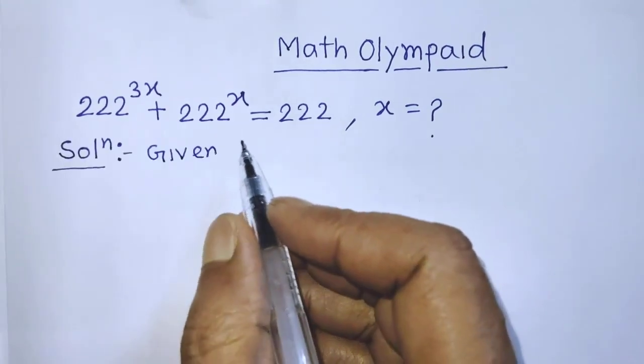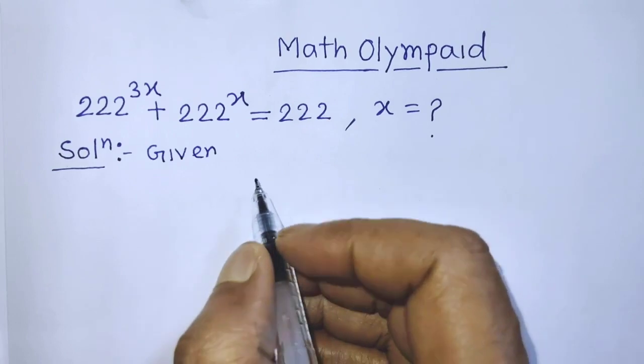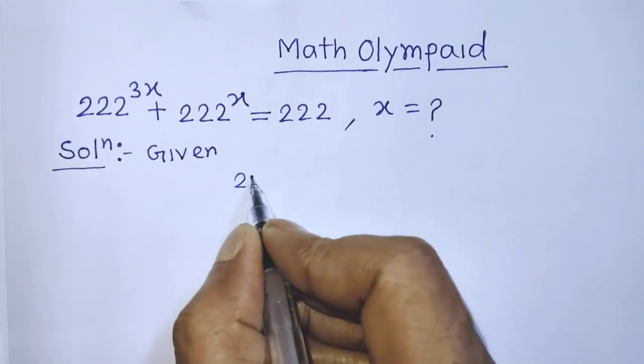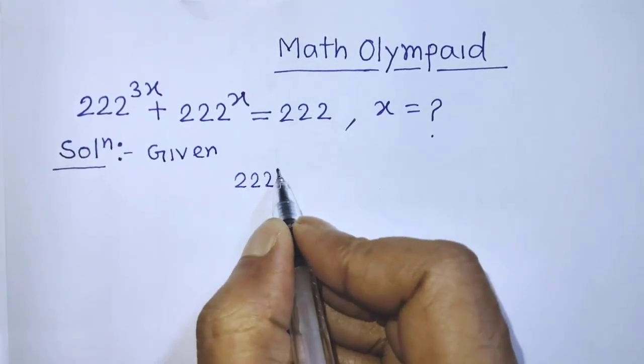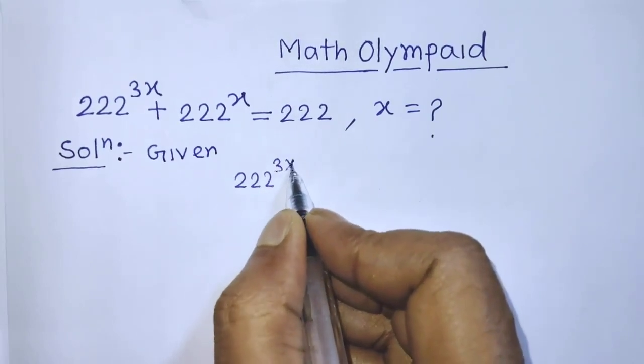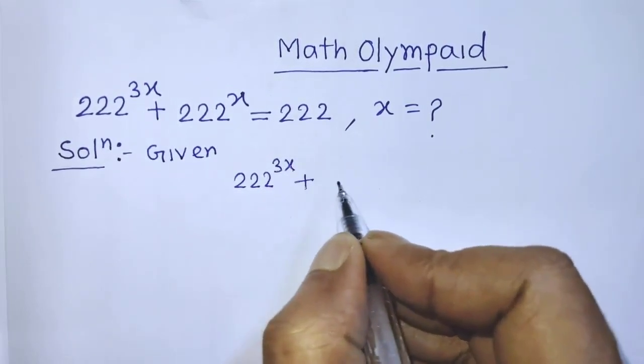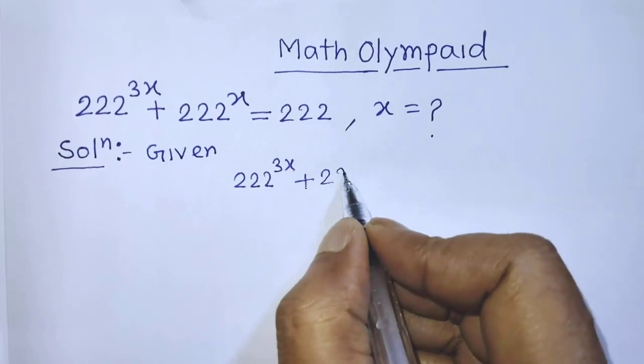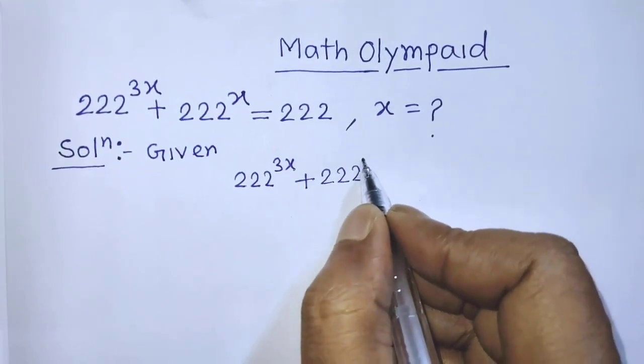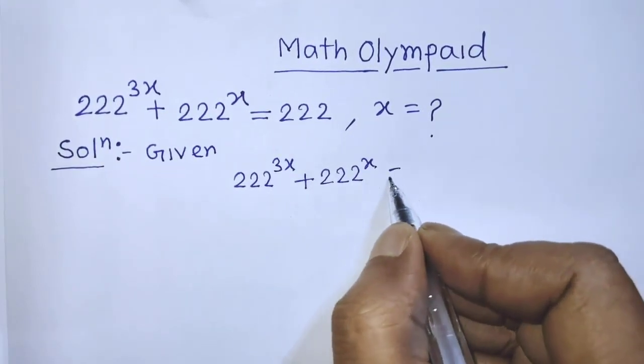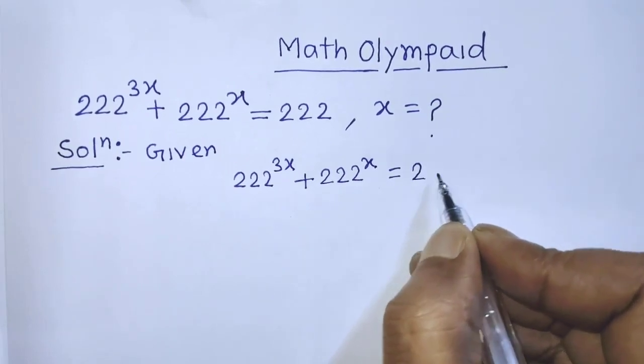Our given algebraic equation is (222)^(3x) + (222)^x = 222.